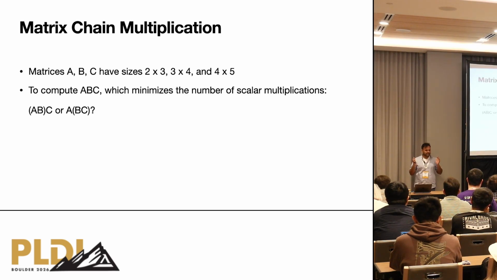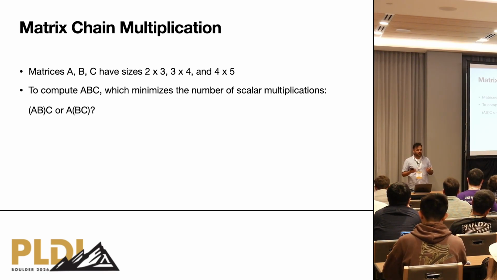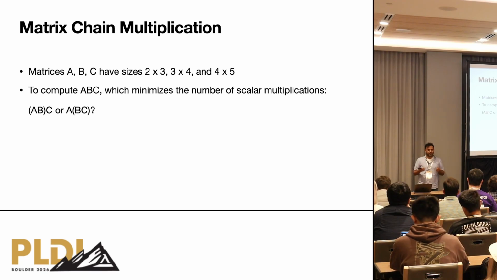Okay, so let's see our first benchmark, which is a small self-contained application. This is the classic matrix chain multiplication benchmark. So say you have 3 matrices of different sizes, but which are compatible. Say you want to compute the product, ABC, of the 3 matrices. There are 2 ways of associating this product. Which association minimizes the number of scalar multiplications?